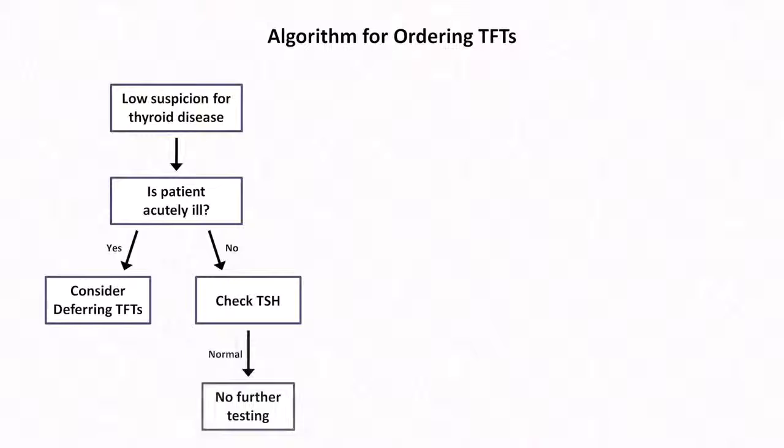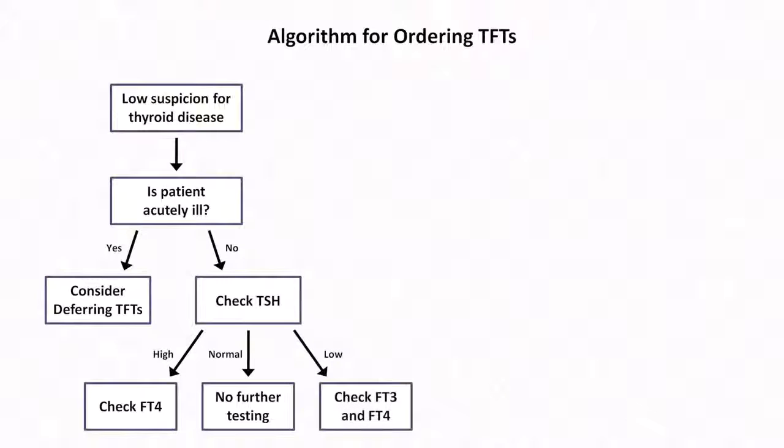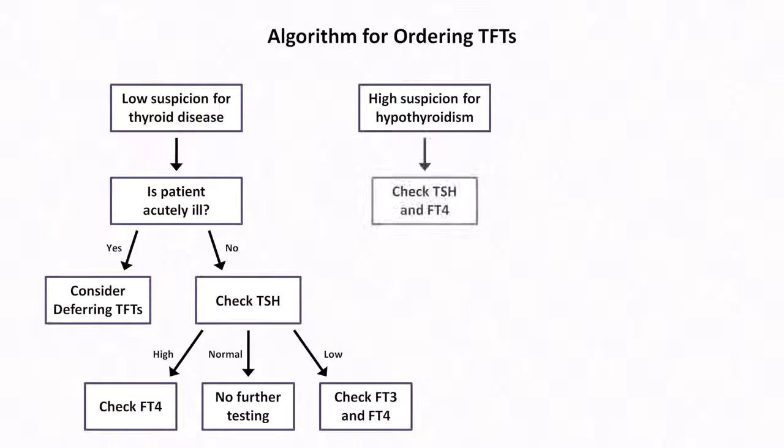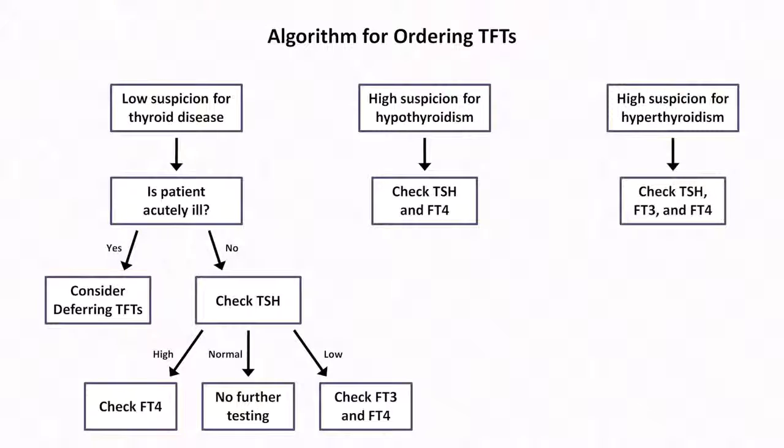If it's normal, consider yourself done with no further testing. If it's high, check a free T4 to distinguish hypothyroidism from subclinical hypothyroidism. If it's low, check a free T4 and free T3. If the free T3 is elevated, it's consistent with hyperthyroidism. If it's normal, the patient likely has subclinical hyperthyroidism. If there is high suspicion for hypothyroidism, check a TSH and free T4. And if there is a high suspicion for hyperthyroidism, check a TSH, free T4, and free T3.